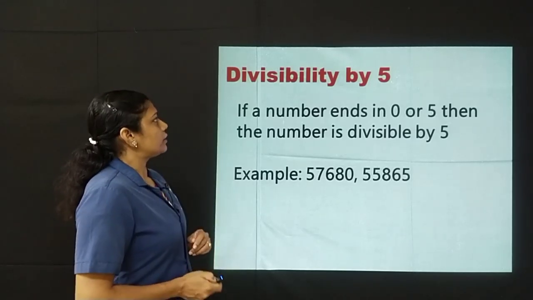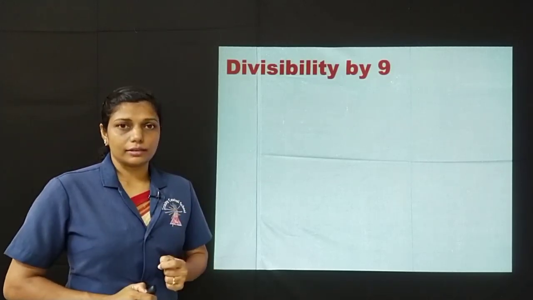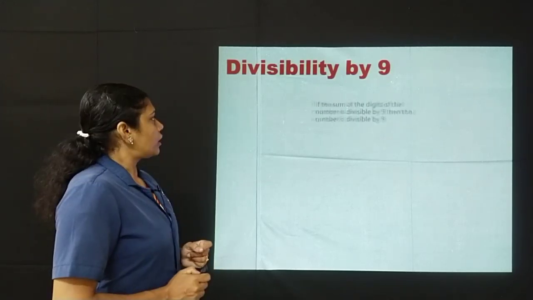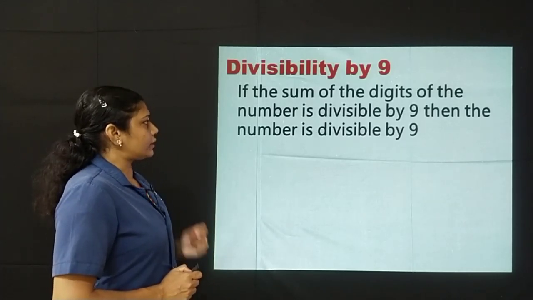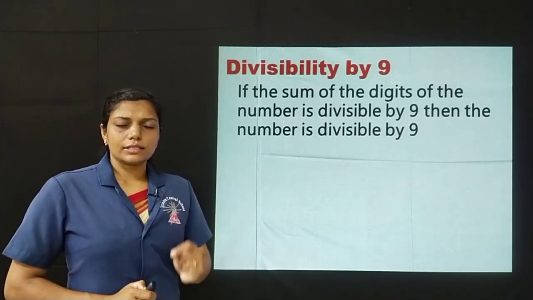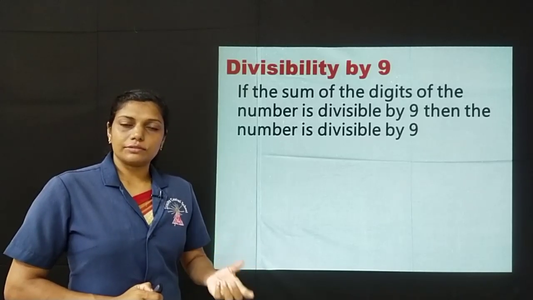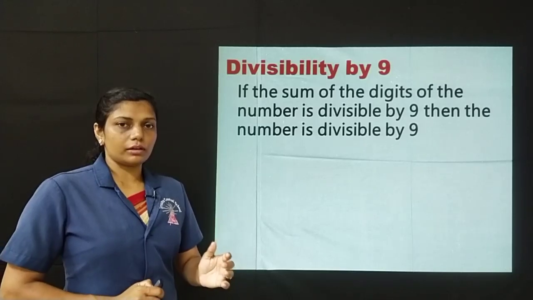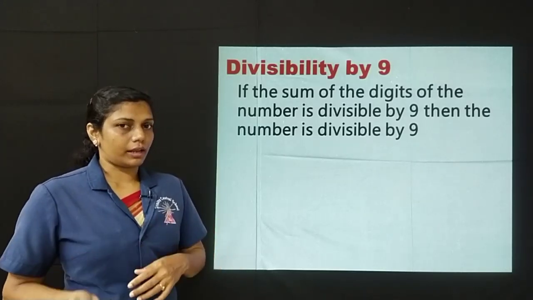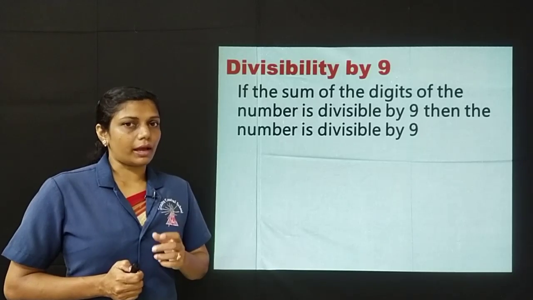The next one, divisibility by 9. If the sum of the digits of the number is divisible by 9, then the number is divisible by 9. This is same as divisibility by 3. If you add up all the digits of the number and the sum is divisible by 9, then the whole number is divisible by 9.